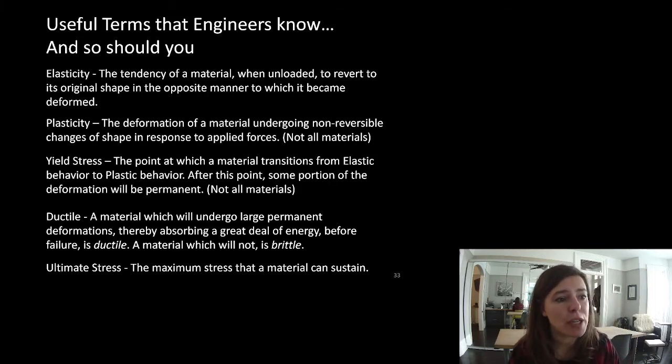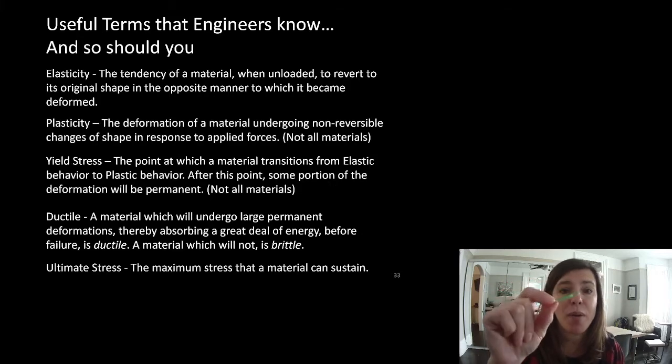Plasticity is the deformation of a material undergoing non-reversible changes of shape in response to applied forces. Not all materials have this. Concrete does not have a plastic zone. Wood does not have a plastic zone. Steel has a fantastically beautiful plastic zone. So let's test it with our paper clip.